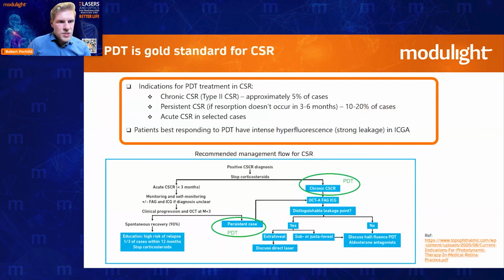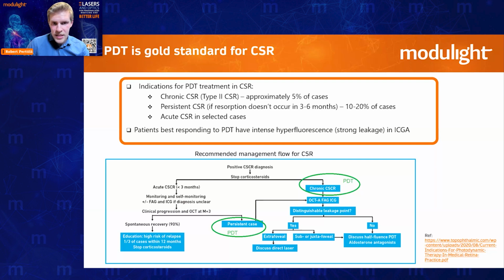Then also persistent CSR, meaning that if the resorption doesn't occur within 3 to 6 months, PDT has its place. And I would say that for acute CSR in some selected cases, it can be used. These cases could be, for example, that autofluorescence imaging shows previous damage, or recurrence in an eye that suffered permanent visual impairment from the last episode.